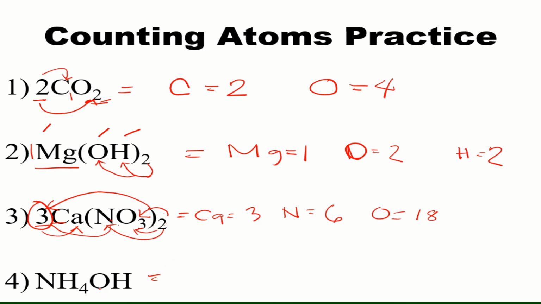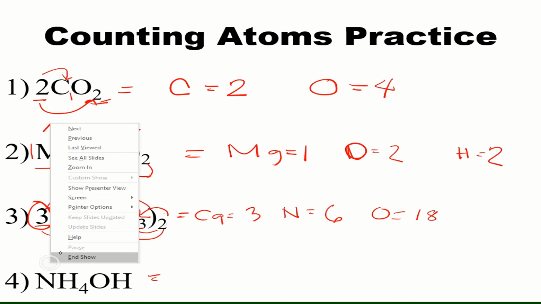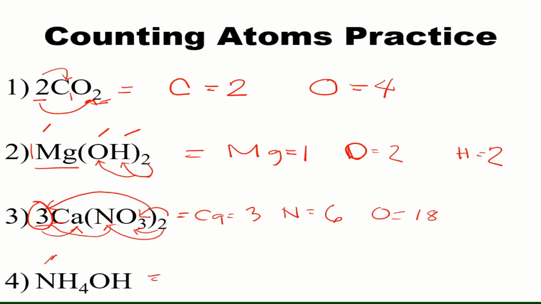Let's have the last one for number 4. Now you see here there is no number outside, so it will be taken as is. So how many elements are there in this molecule? We have 1, we have 2, and we have 3 elements. We have nitrogen, we have hydrogen, and we have oxygen. So how many nitrogen do we have? 1. It's so simple because you can see it there.